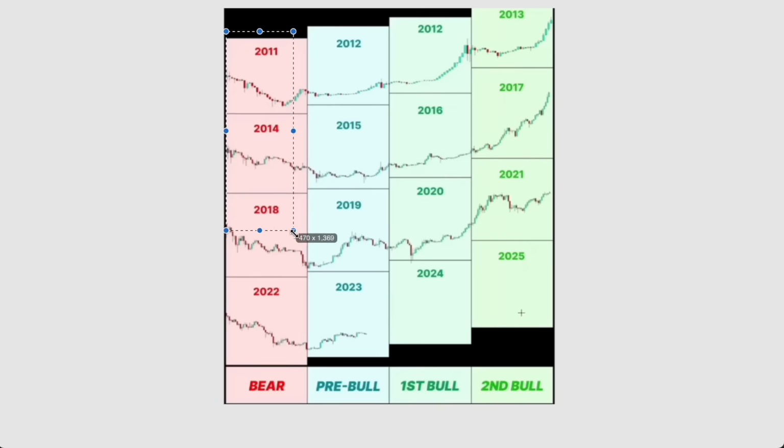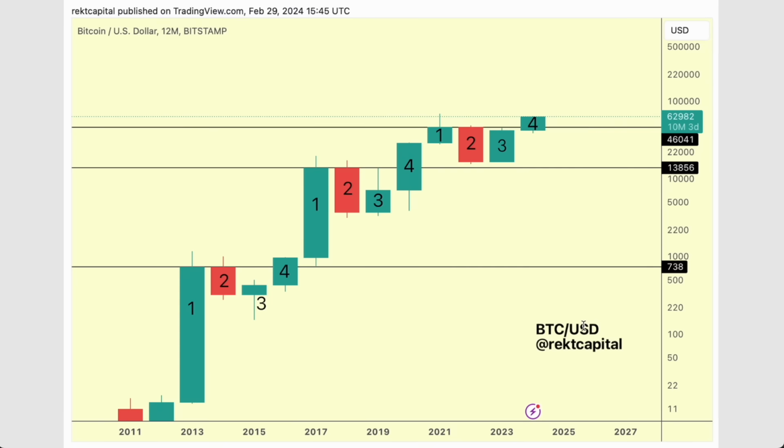In today's episode, we're going to focus on a cheat sheet that is going to serve you very well throughout this cycle, this year and beyond. We'll be talking about the bear, pre-bull, first bull, and second bull cycles, or as we have come to know them, the specific phases in the 4-year cycle that we're now seeing break beyond the 4-year cycle resistance.